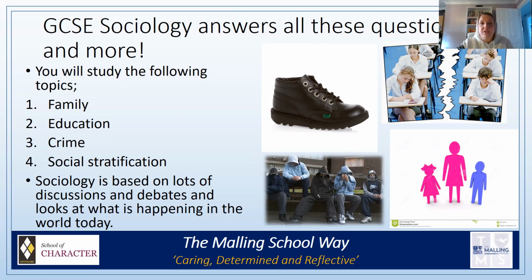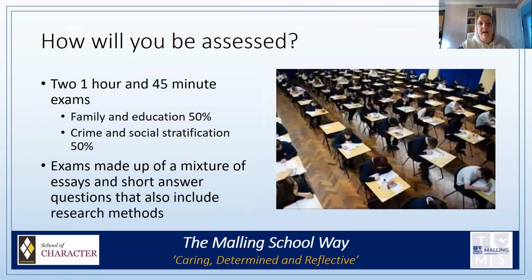Sociology as a topic itself is based on lots of different discussions and debates, giving different reasons, agreeing and disagreeing about why things are happening in the world today. So you'll learn all different theories and different pieces of evidence that you can then apply to argue why these things are happening. So how is GCSE sociology assessed?